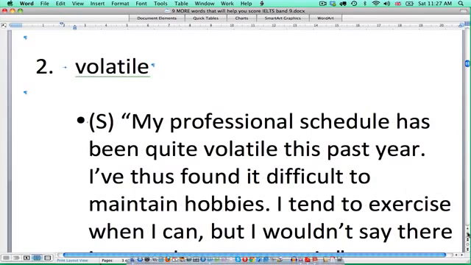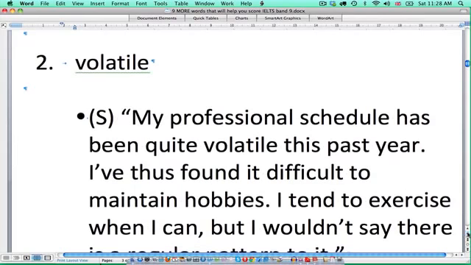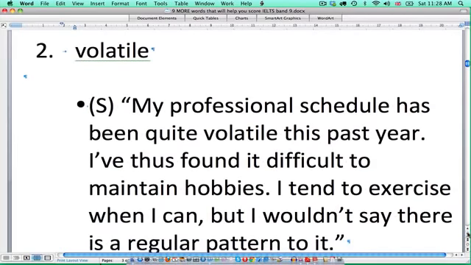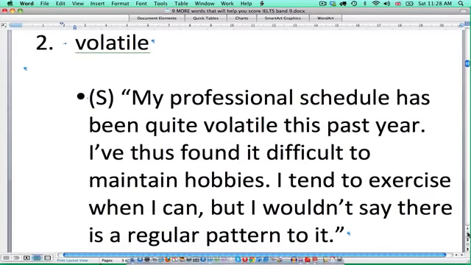So, for example, in the speaking, you might be asked about your hobbies in part 1, and you could use volatile in this way. My professional schedule has been quite volatile this past year. I've thus found it difficult to maintain hobbies. I tend to exercise when I can, but I wouldn't say there is a regular pattern to it.